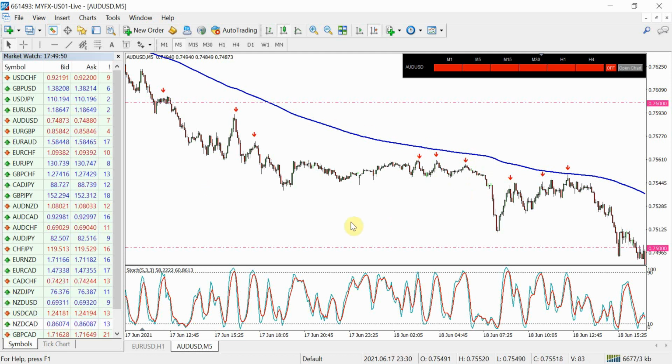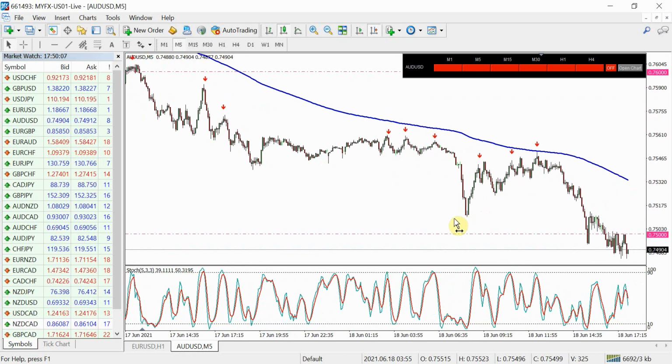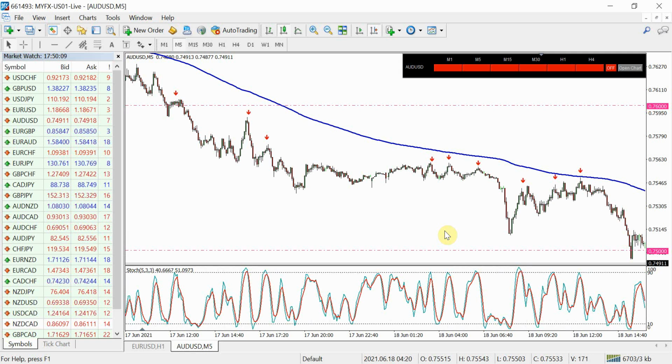When price is below the moving average, we are considered downtrending, and when we're above the moving average, we're considered to be uptrending. As you can see here, I've got the Aussie dollar 5-minute chart, and it's been absolutely tanking. I thought this would be a good example to show, in really volatile trending environments, how this indicator can really print you a lot of money.